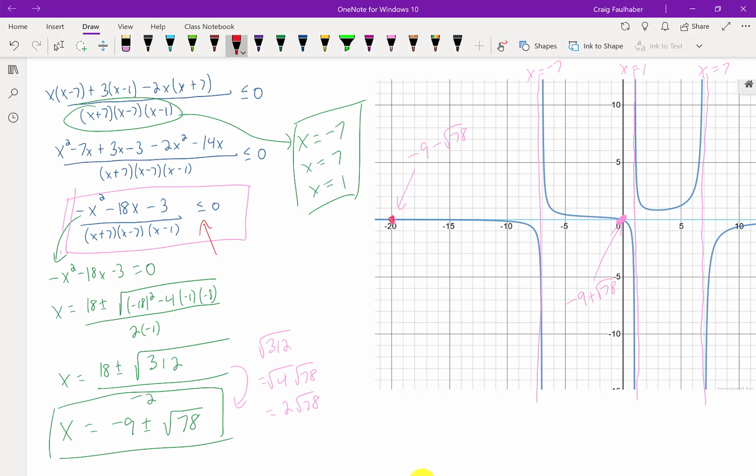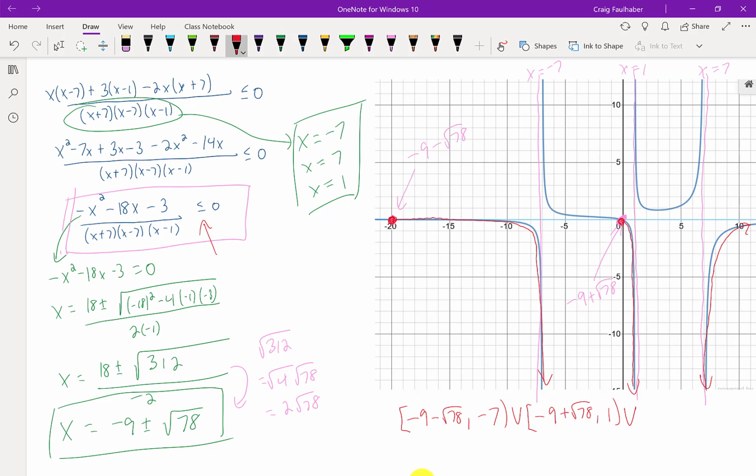Well, I'm going to start tracing out all of the points on this function where the graph is below the x-axis. We're below the x-axis here, and we're below the x-axis over here. So it looks like there are 3 intervals where our function is below or equal to the x-axis. One, from -9 minus the square root of 78 all the way up to this vertical asymptote of x equals -7. The second interval is over here, from -9 plus the square root of 78 all the way up to the vertical asymptote of x equals 1.